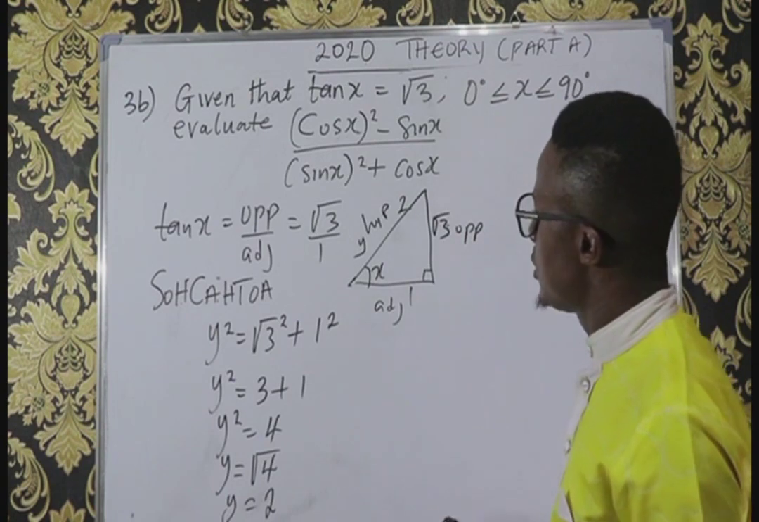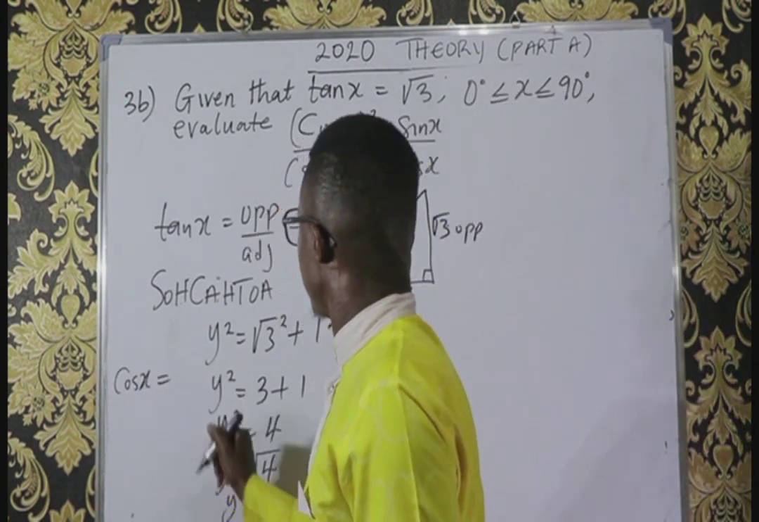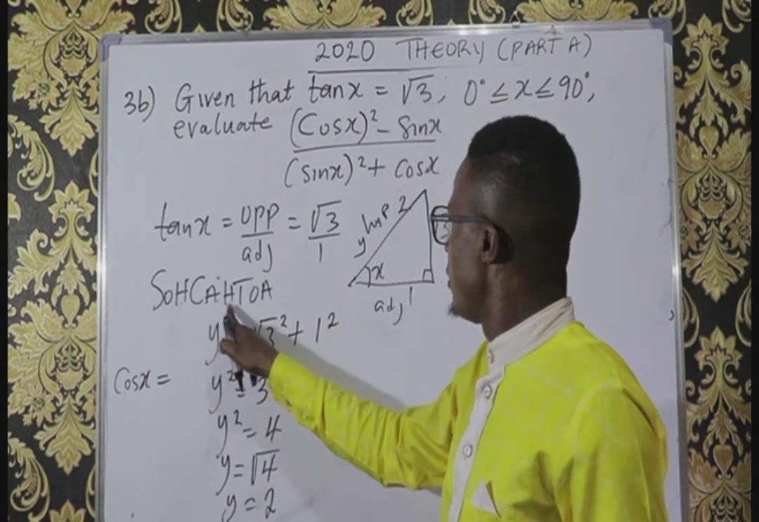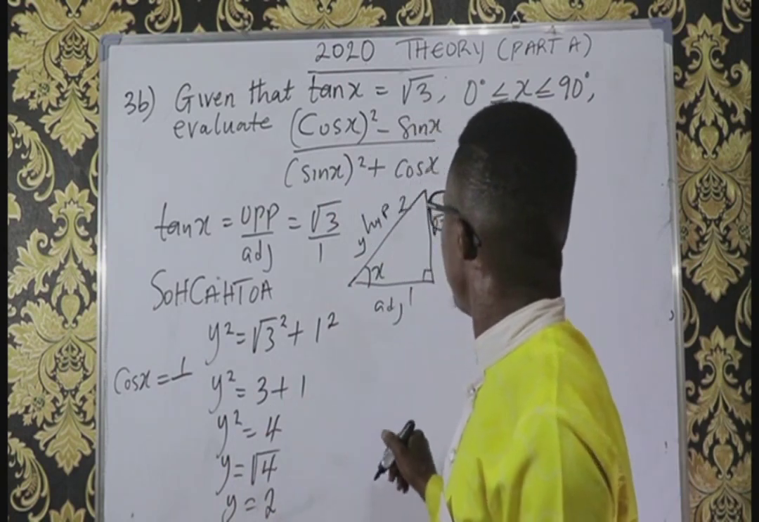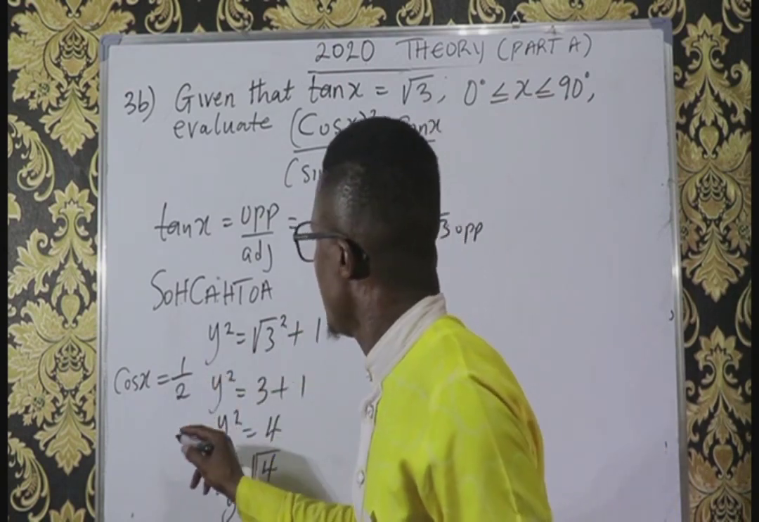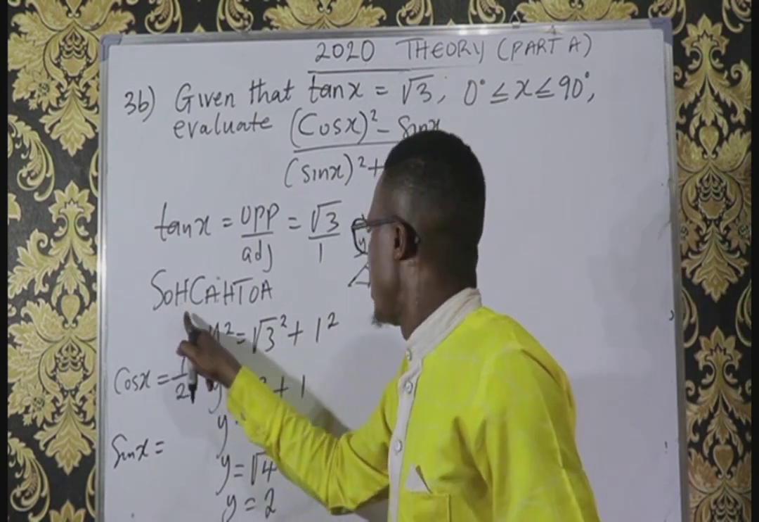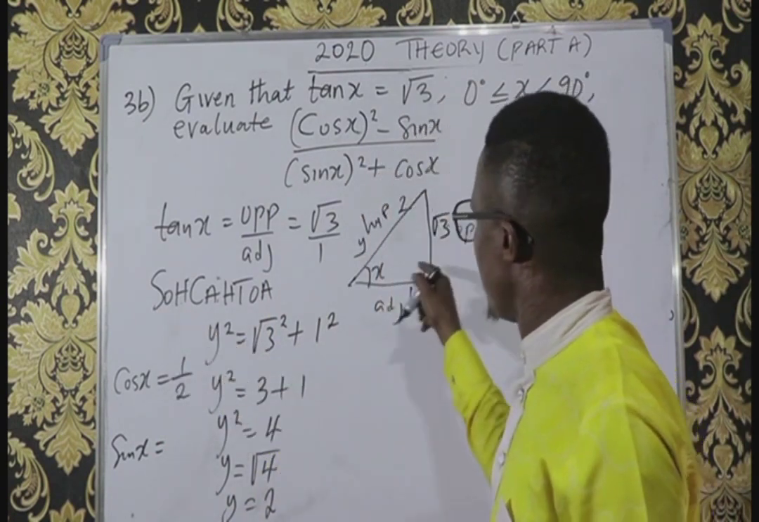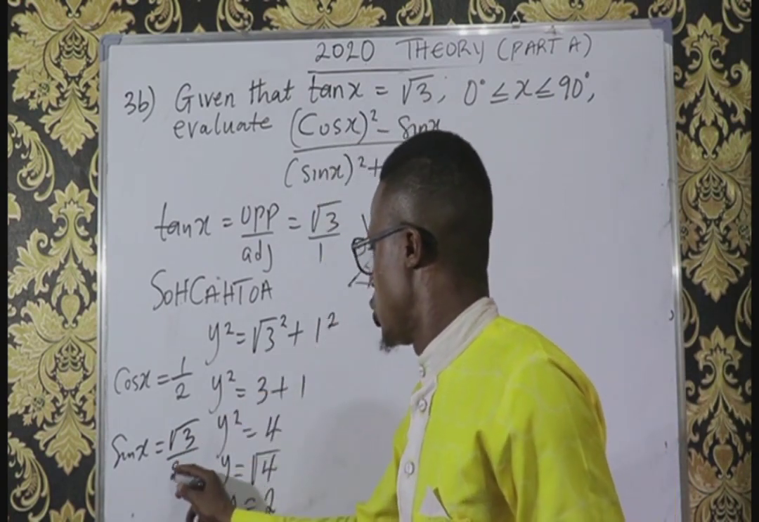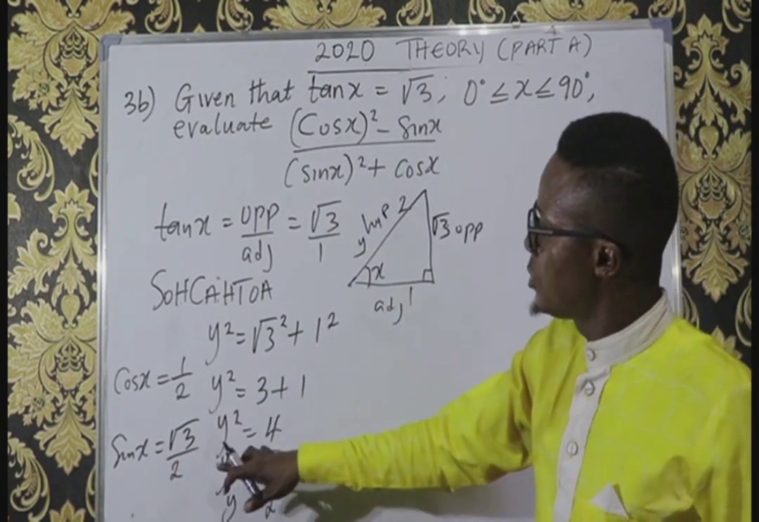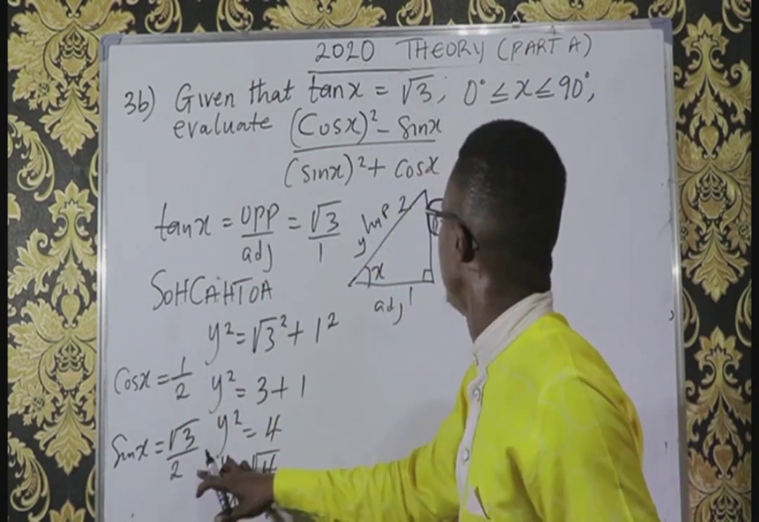Hence, to get my cos x, you can see that it is adjacent over hypotenuse. Adjacent is 1 over hypotenuse, which is 2. For sine x, it is opposite over hypotenuse. Opposite is root 3, hypotenuse is 2. So anywhere I see cos x, I put 1 over 2. If I see sine x, I put root 3 over 2.